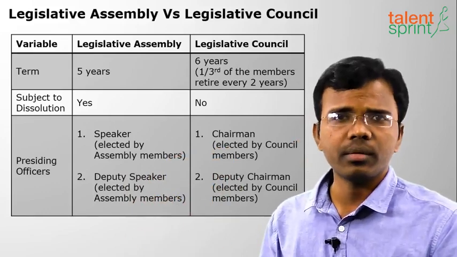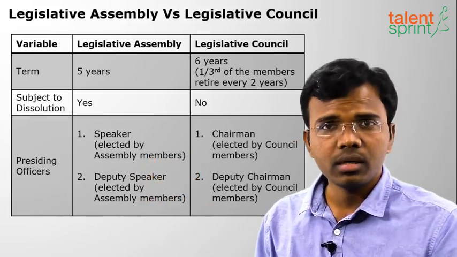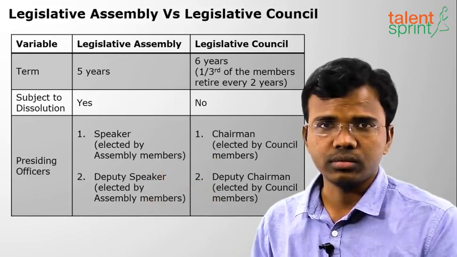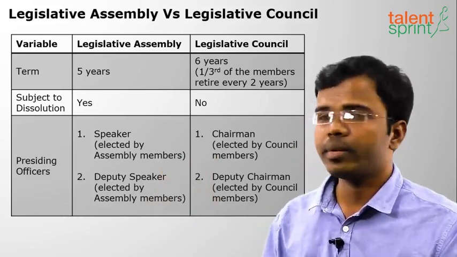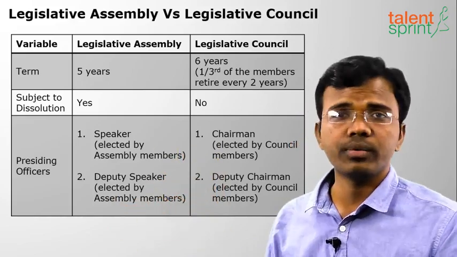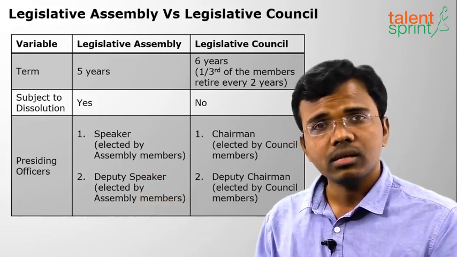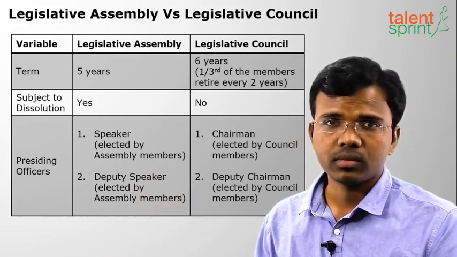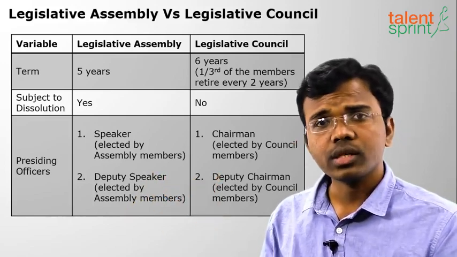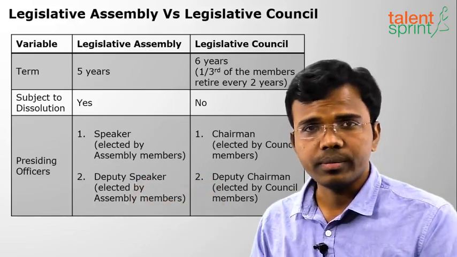That means the council cannot be empty at any time. And the assembly can be empty after 5 years, so that's why it is subject to dissolution. And what about the presiding officers in the assembly? Speaker and deputy speaker. They are elected by the assembly members. And what about the presiding officers of the legislative council? Chairman and deputy chairman. They are also elected by the council members.